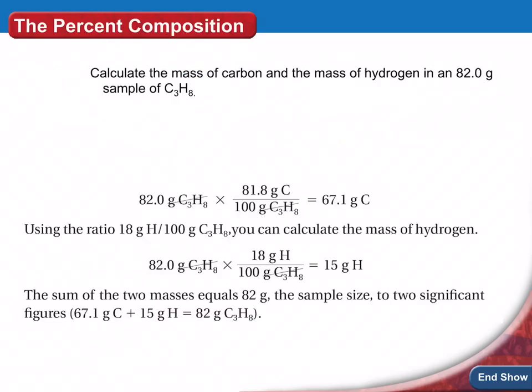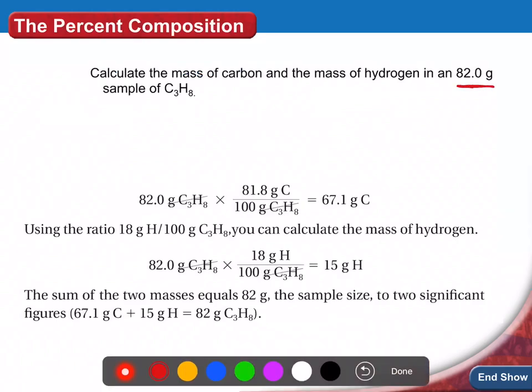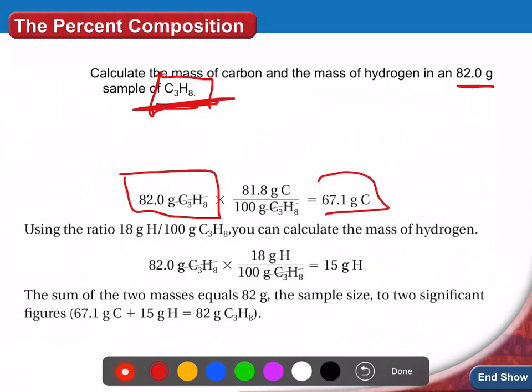What they did in this case is we have 82 grams of this compound. So we started with that amount, and we took the percent. We found the percent carbon in this compound, and we found it to be 81.8. So what that means is 81.8 grams out of a 100-gram sample of this compound is going to be just carbon. And so then that allows us to find how much carbon is in that sample.